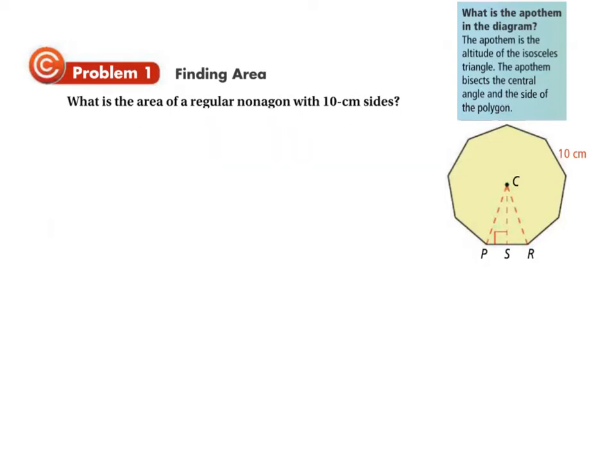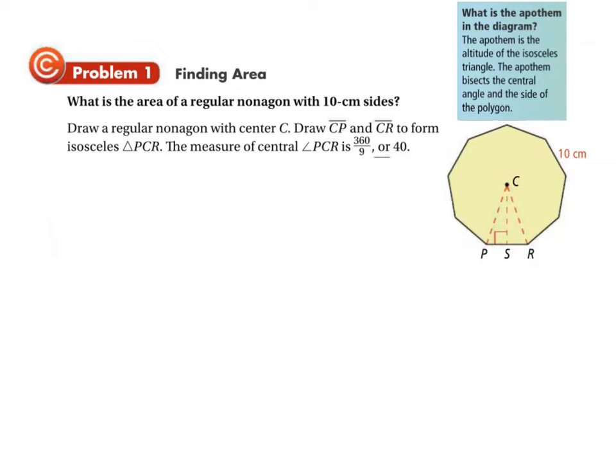Draw a regular nonagon, because we're assuming that we didn't have the drawing to begin with. They're saying first start by drawing it, give it a center C, and now draw CP and CR, two adjacent vertices, right? Connect them to the center, and that will form the isosceles triangle PCR right here. Got that triangle. And the measure of that central angle, if there's a whole 360 degrees here and there are 9 equal angles, you do 360 divided by 9 and you get a 40-degree central angle here.